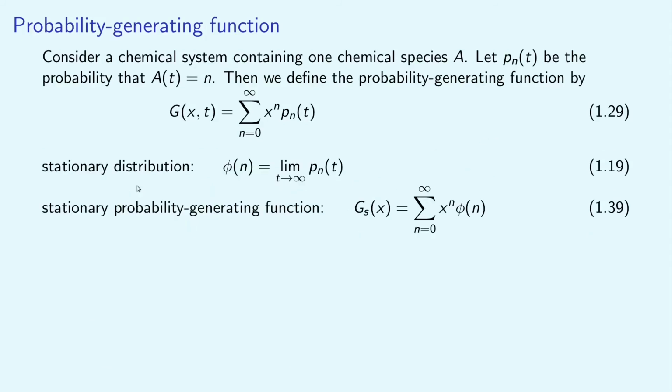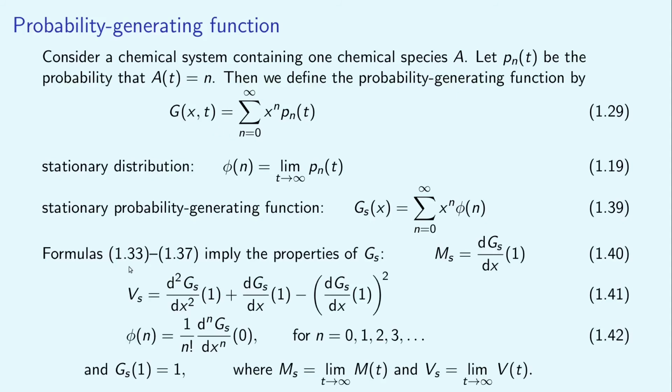For some systems, we are also interested in the stationary distribution, which can be obtained as the limit of p(n,t) as time t goes to infinity. The stationary distribution is related to the stationary probability generating function, which is the limit of G(x,t) as time t goes to infinity. Formulas 133 till 137 for the time-dependent case naturally imply the corresponding formulas for the stationary case. The stationary mean, m_s, which is defined as the limit of m as time t goes to infinity, is just the derivative of G_s evaluated at 1. The stationary variance and the stationary distribution can also be calculated by differentiating the stationary probability generating function.